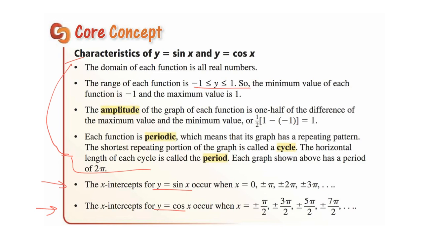The domain, if you saw, because it's cyclical and it just keeps following that exact pattern, it can go on to infinity and on to negative infinity, and so that's why it's all real numbers.